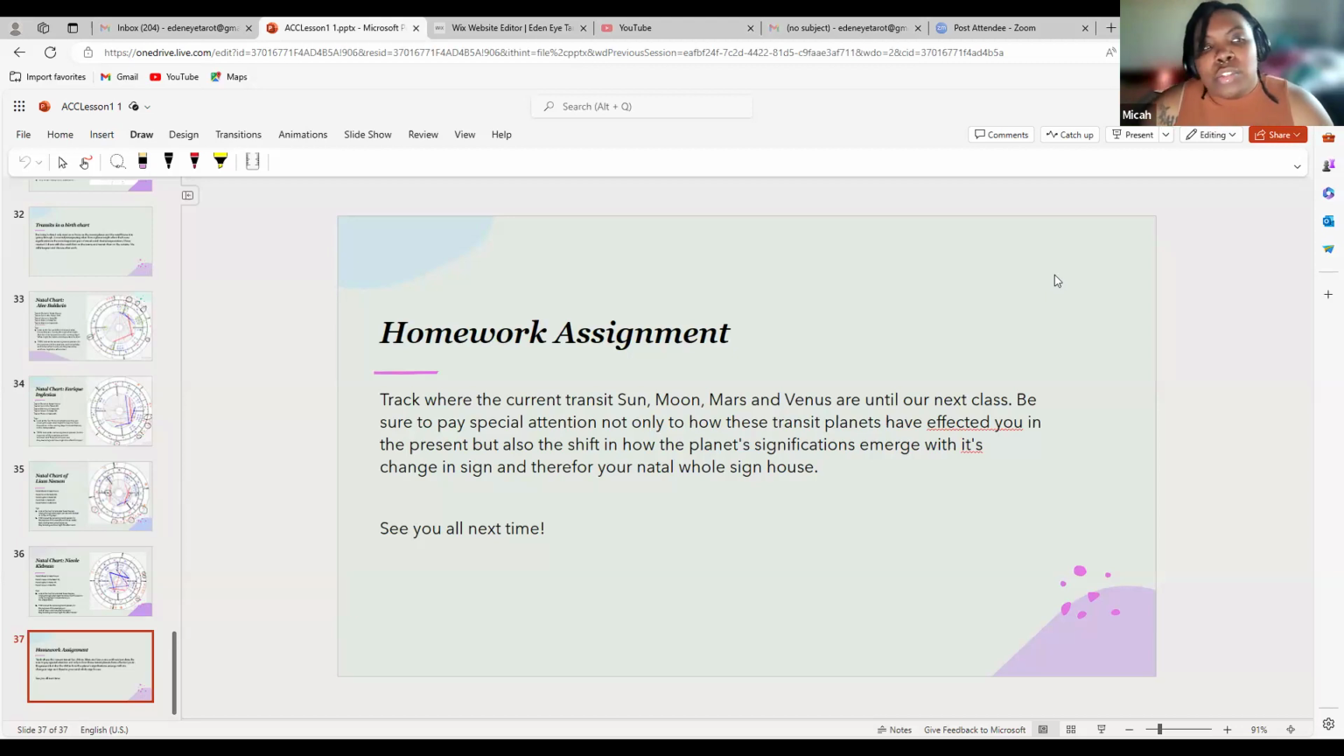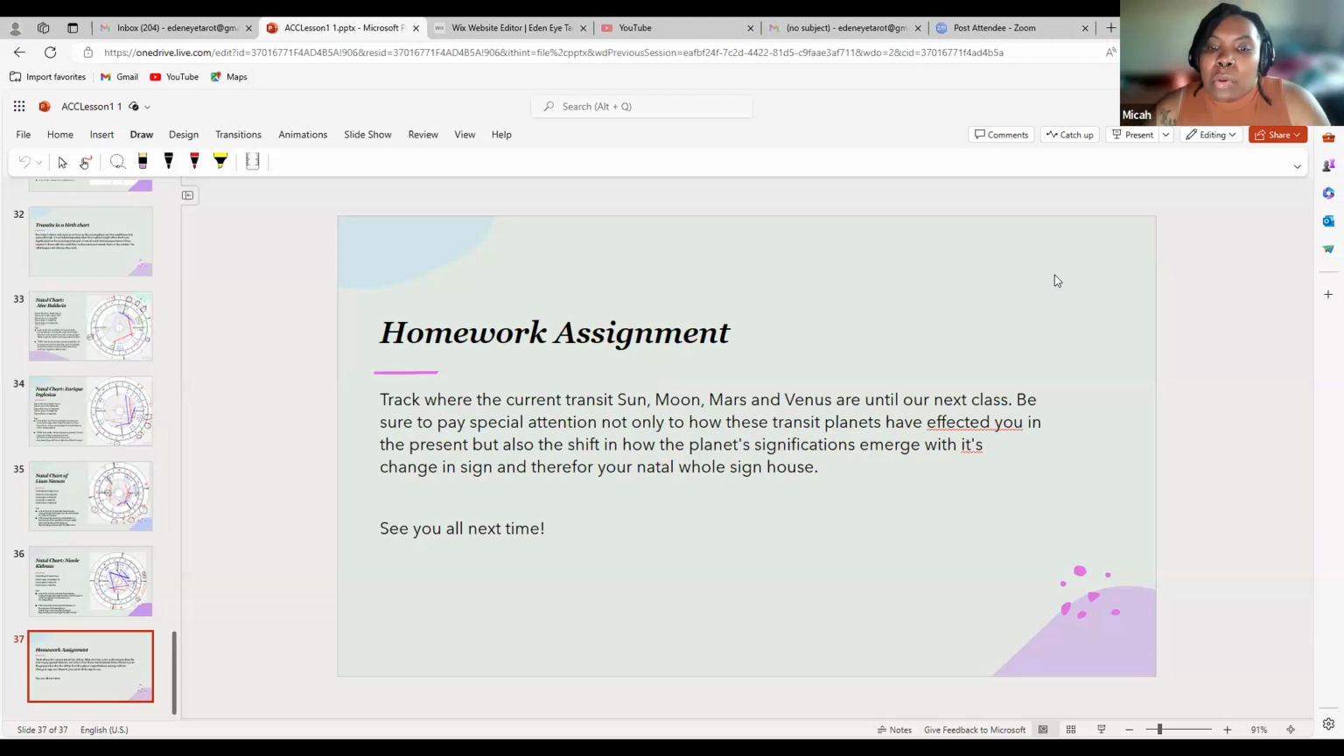Basically, I want you to track when the sun moves into a new sign, when the moon moves into a new sign, or just take notice. If you don't want to journal about it, just take notice of what happens at that time. If something big happens, please write about it so that you can share it with us. You don't have to share it for the next class. You can just keep it for your own reflections. I will ask if anybody wants to share, but you don't have to.